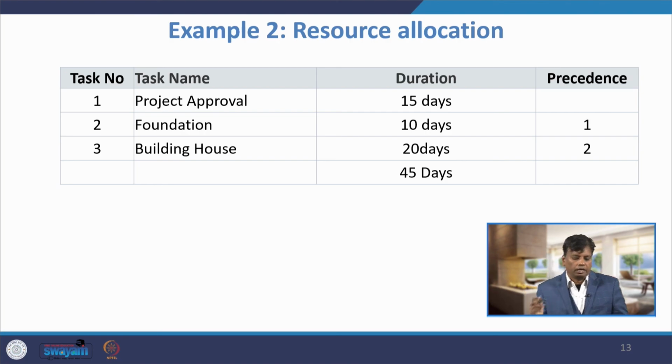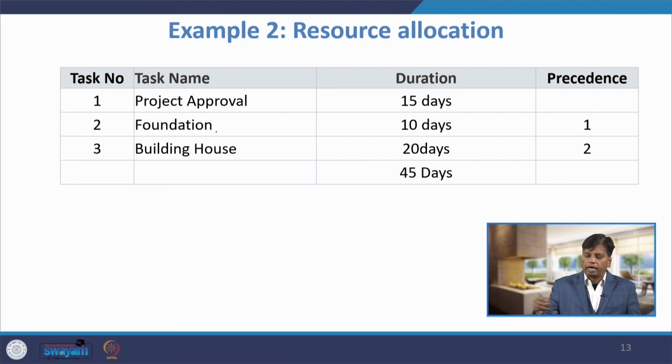I have considered a construction project. That project has only 3 activities: project approval, making the foundation, then building the house. A duration is given: say 15 days for getting project approval, then making the foundation will take 10 days, and finally constructing the house will take 20 days. The total duration is 45 days.